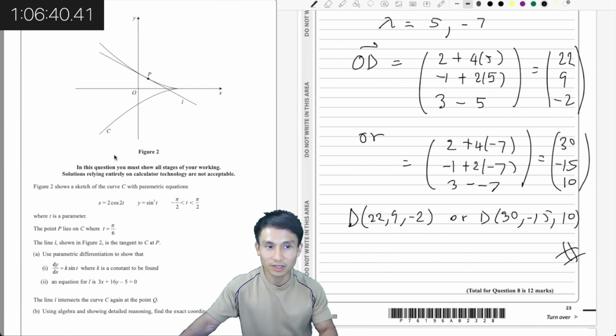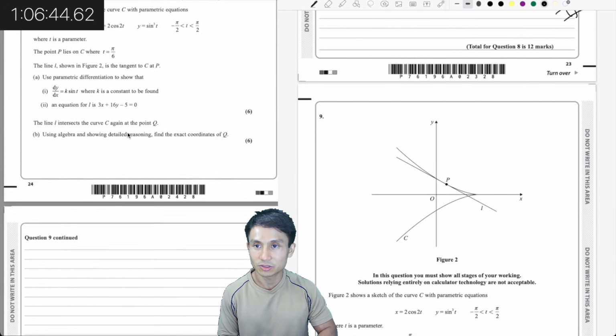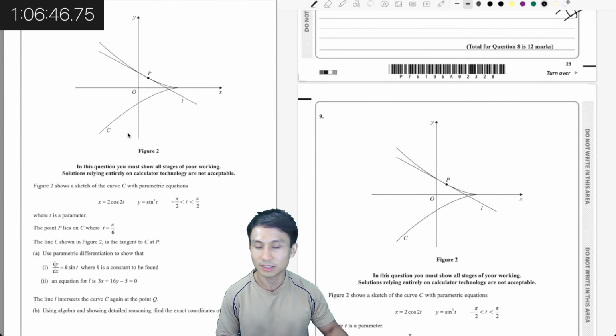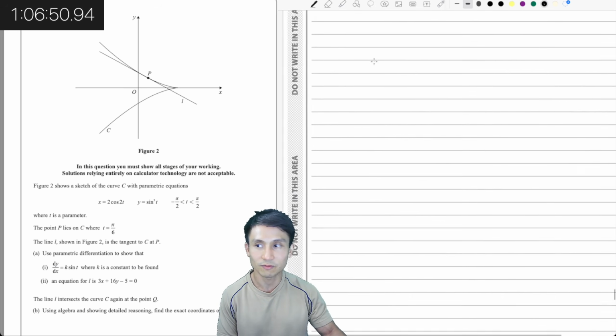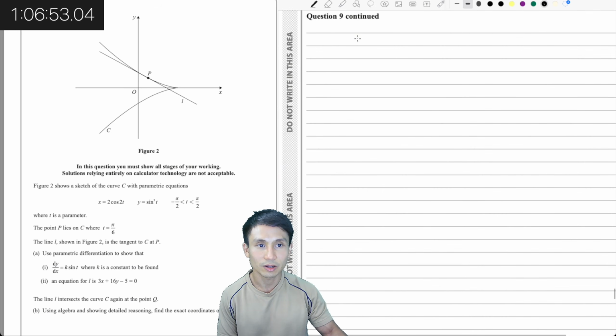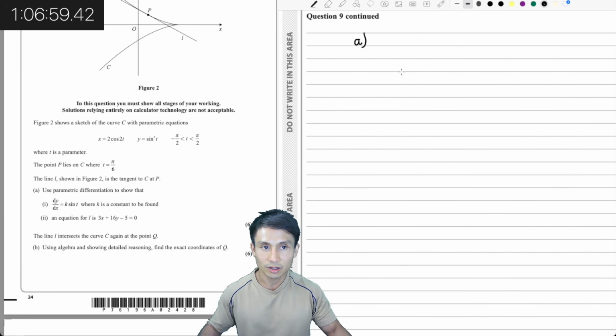Vector, tricky. Okay, question 9 now. Buy question 8, question 9, this whole lot. Let's see. Okay, so question 9, I'm going to start writing from here. Okay, 9a. We get the parametric equation right here, right?